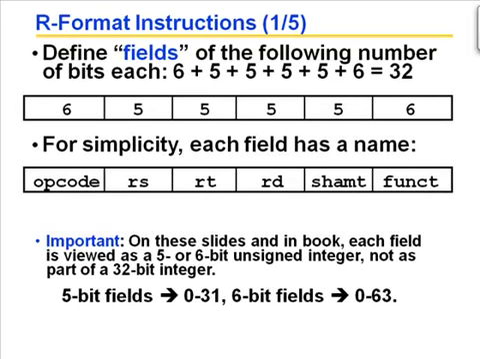So you define the fields of the following number of bits each. You have 6, 5, 5, 5, 5, 6 for an R format instruction. The first 6 bits represent the opcode. The last 6 bits represent the function. Opcode combined with the function basically tells you what it wants to do. Your RS, RT, RD, these are your source, target, and destination. And we'll look here at how the target has a kind of misleading name in certain situations.